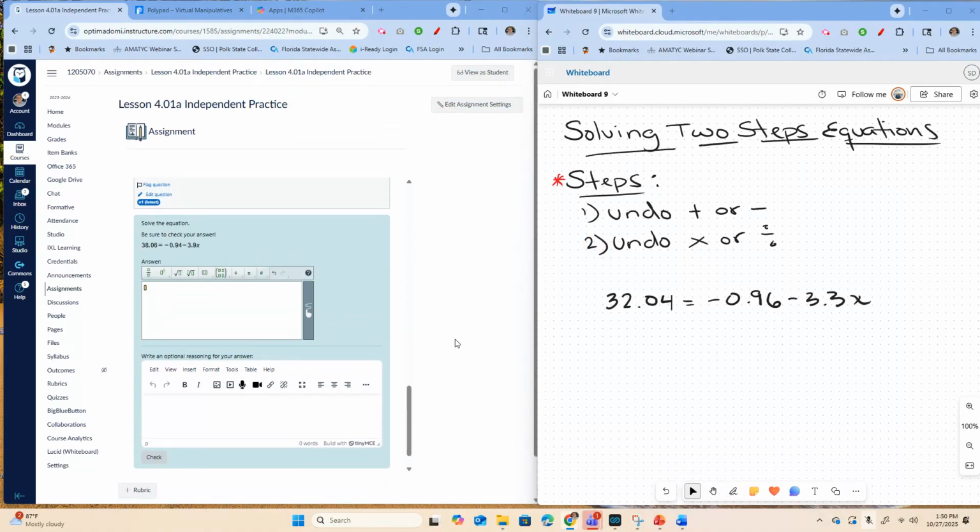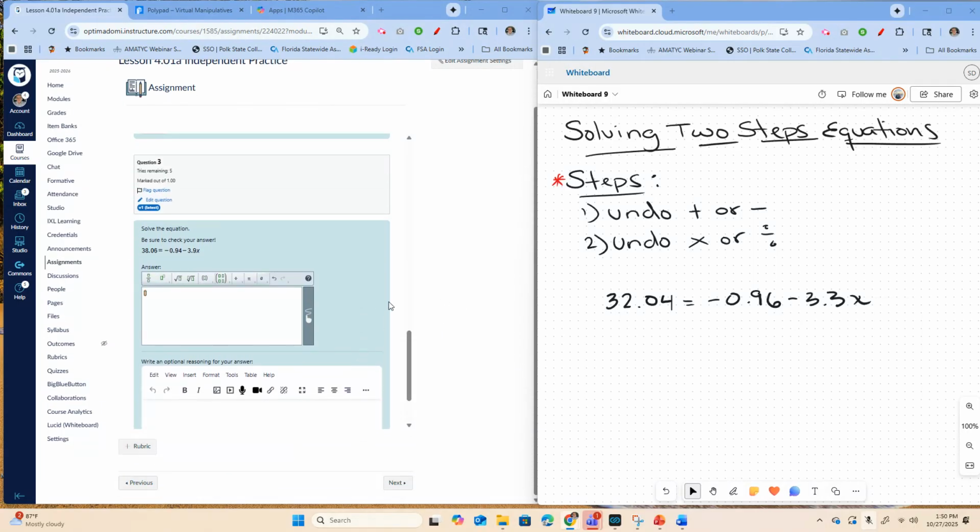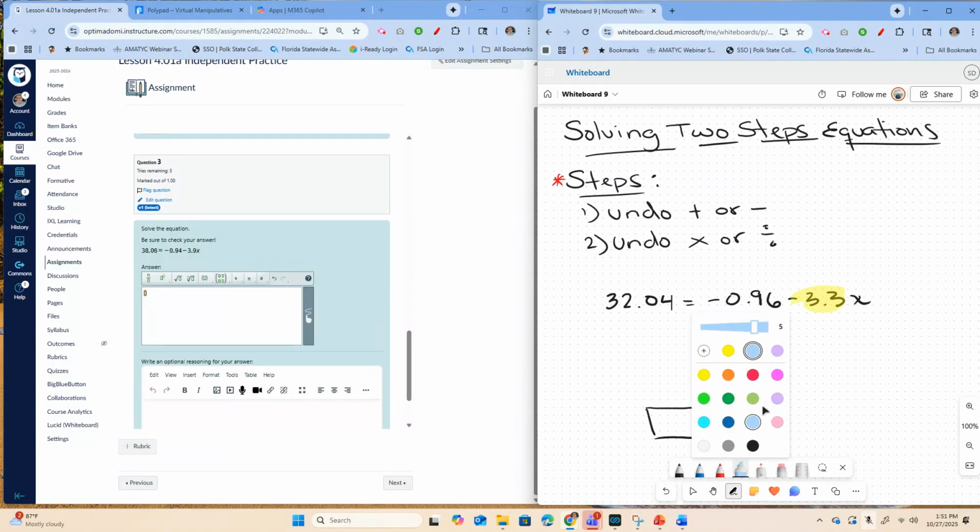All right, here's question number 3 of lesson 401A. Basically, again, we are solving two-step equations. What exactly does that mean? You're going to have to do two steps, which you can see I wrote there. So at the end, your answer looks something like this: x equals some number. Why? Because there are two numbers doing something to the x. For example, this number here is multiplying the x. And this number here, that I'm going to put in blue, is subtracting from the x.